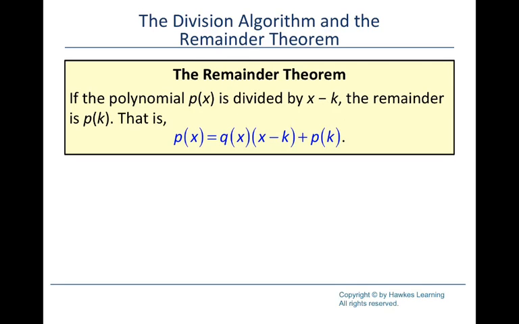So the remainder theorem says that if the polynomial is divided by x minus k, the remainder is p of k. So p of x equals q of x times x minus k. In other words, if I put the number into my original polynomial, then I can find out what the remainder would be.